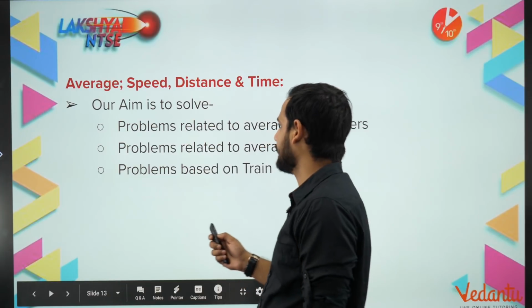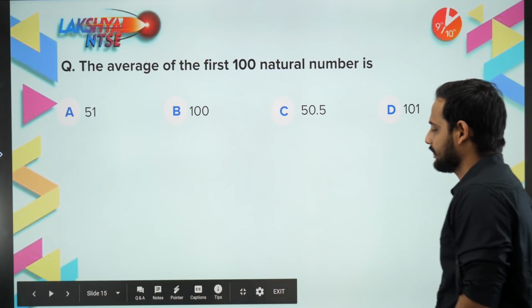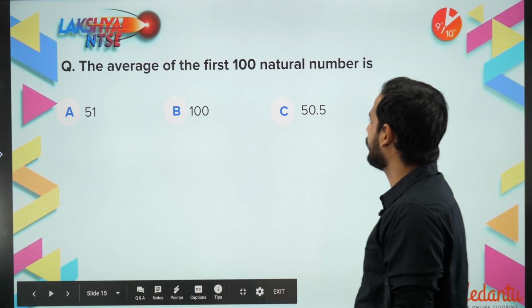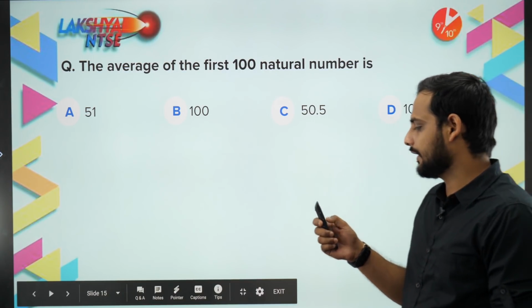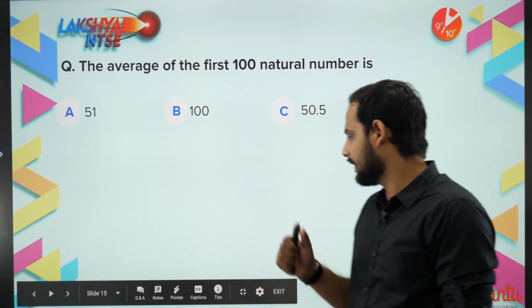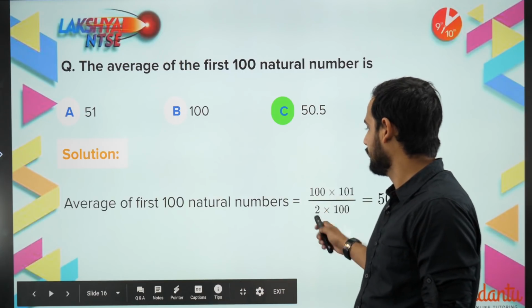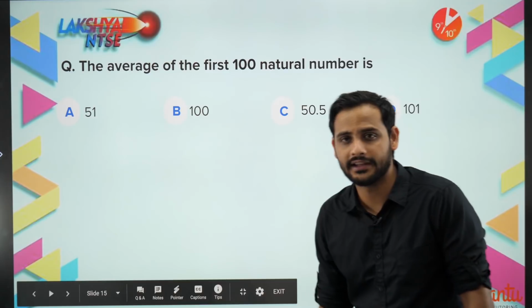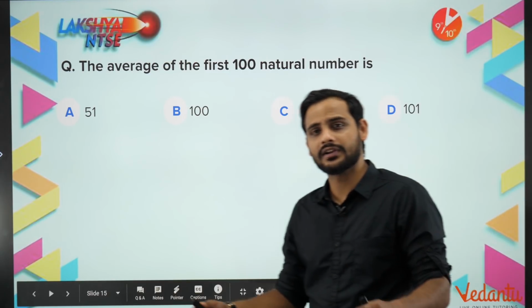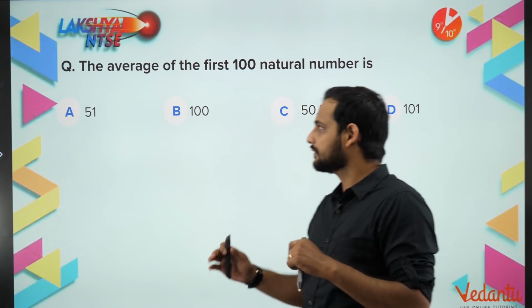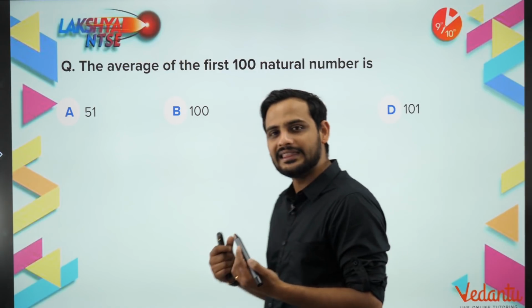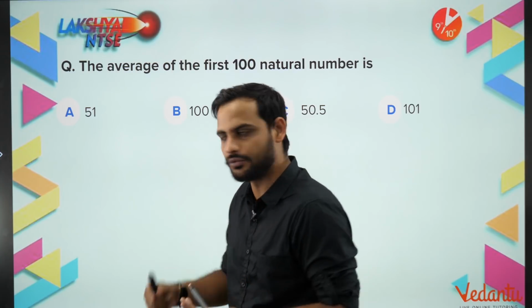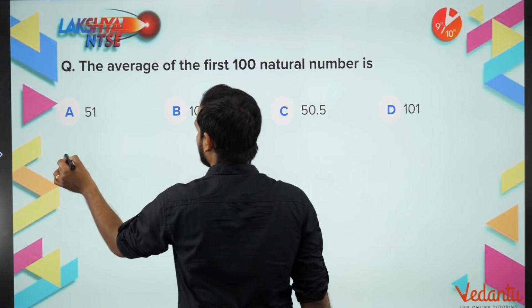Okay, so let's move ahead now, and the first question is: the average of first 100 natural numbers is what? What is the average of first 100 natural numbers? Now, what is the sum of natural numbers? As we have already learned, the sum of n natural numbers is n into n plus 1 by 2. So the sum of first 100 natural numbers.